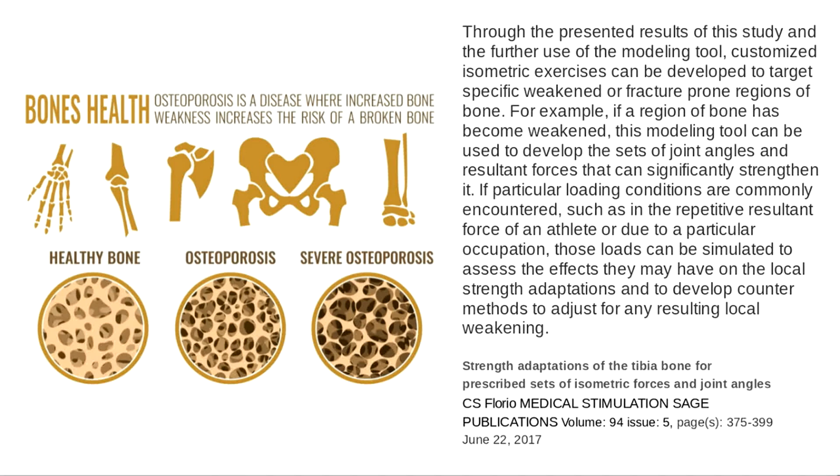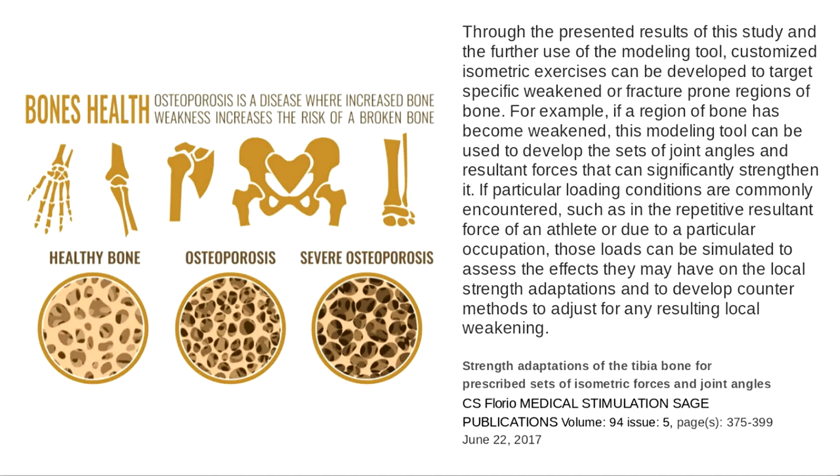And now here's the interesting thing. So we'll look at the study. And this was about how you can strategically grow bone. So through the present result of this study and further use of the modeling tool, customized isometric exercises can be developed to target specific weakened or fracture-prone regions of the bone. For example, if a region of the bone has become weakened, this modeling tool can be used to develop a set of joint angles and resultant forces that can significantly strengthen it.